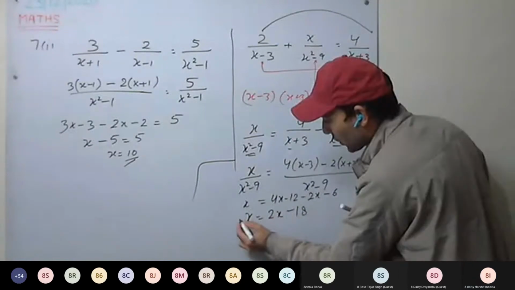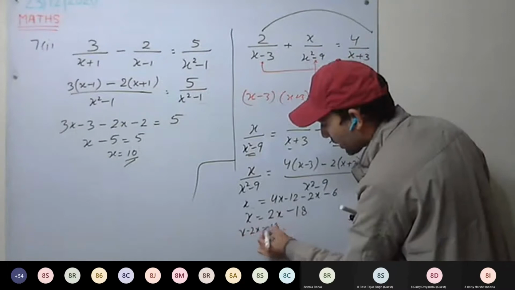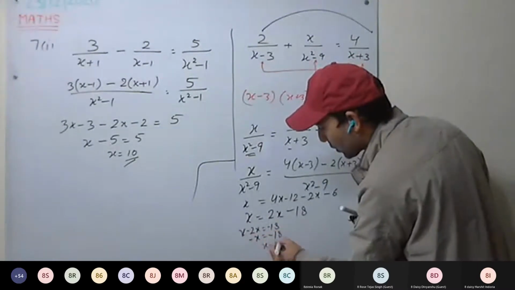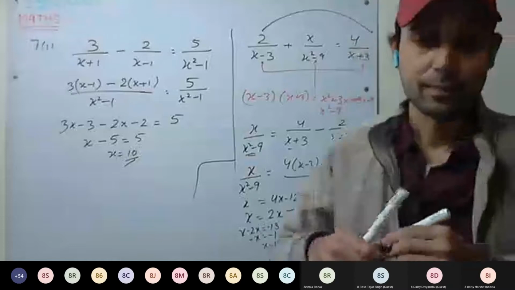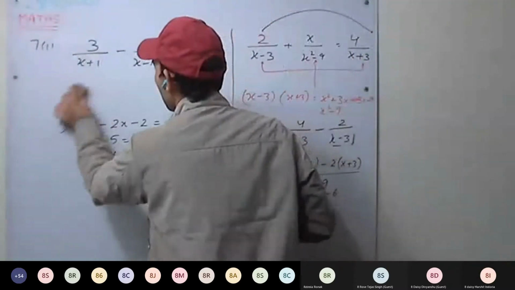Okay. So it will be 2x. We take on that side x minus 2x equal to minus 18. Minus x equal to minus 18. X equal to how much? 18. X is 18. Now, okay, we discuss it here.